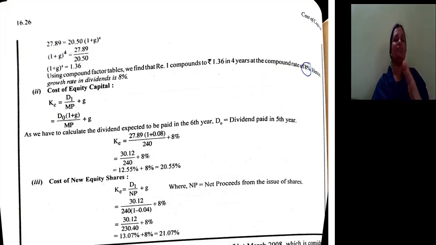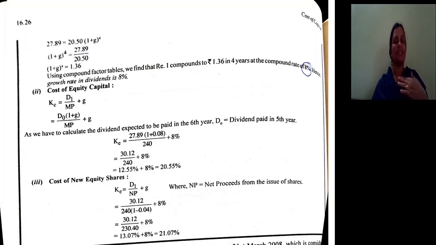Now let me simplify this formula. (1 plus g) to the power of 4 is equal to 27.89 divided by 20.50. Otherwise, you can write it like this also: 27.89 divided by 20.50 is equal to (1 plus g) to the power 4. So now the answer we get is (1 plus g) to the power 4 is equal to 1.36.